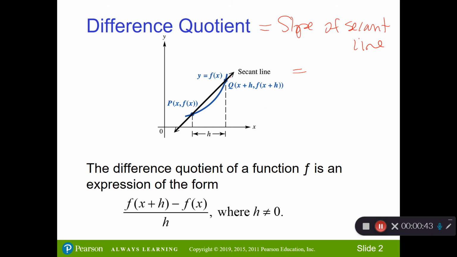So here the y coordinate for this point is f of x plus h. And for this point, the y coordinate is f of x. Over the x coordinate here is x plus h, minus the x coordinate here is x. And as you can see, these subtract off, and this simplifies to this.